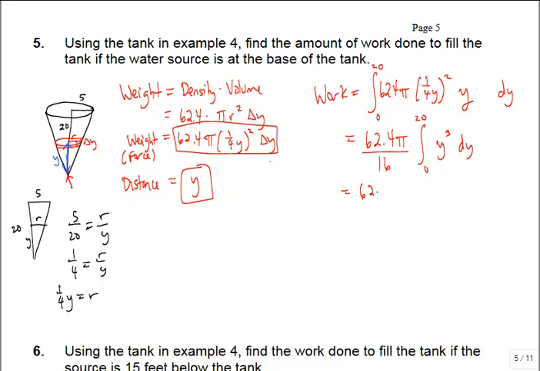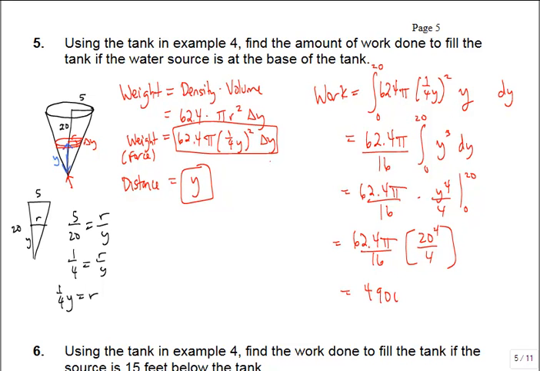And when I integrate that, that's just y to the 4th over 4 from 0 to 20. Plugging in 20 gives me 20 to the 4th over 4. Plugging in 0 will just give me 0. And when you punch that into your calculator, you get 490,088.45. So 490,088.45 foot-pounds of work. Okay?